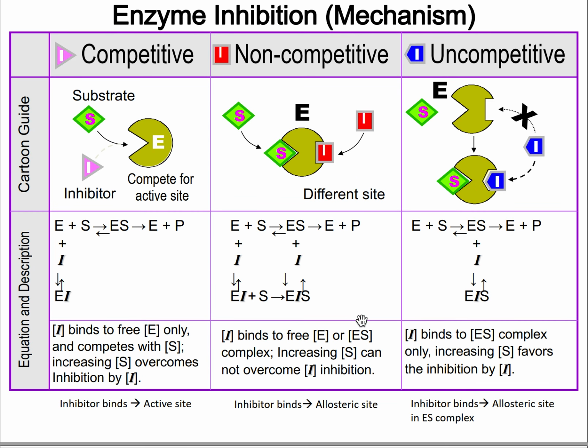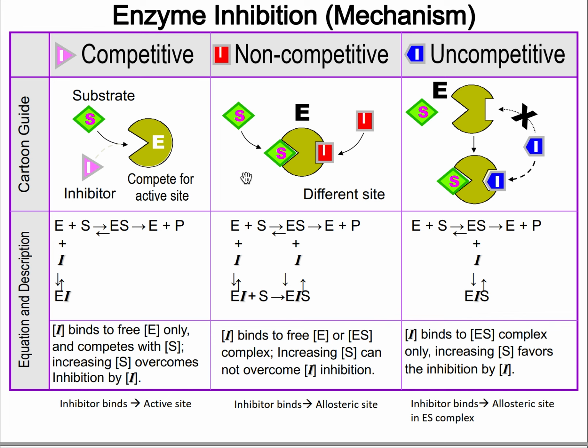So this is the table that summarizes all the types of inhibition. It is very important to remember this table. Look at here, the substrate binds with the active site. This is the enzyme. An inhibitor competes to bind with the active site. So the inhibitor binds with the enzyme and forms an enzyme-inhibitor complex, and the inhibitor binds to free enzyme only and competes with the substrate. So increasing the substrate can overcome this inhibition.